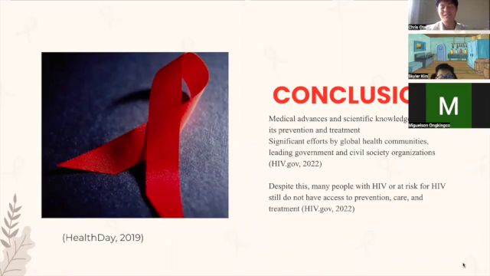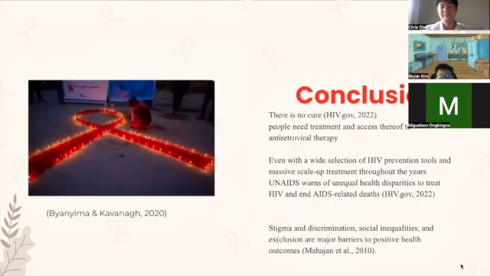Over the past decades, there have been many medical advances and growth in scientific knowledge of HIV and its prevention and treatment. There have been significant efforts made by global health communities, leading government and civil organizations, such as UNAIDS, which is the leading organization to stop HIV and spread knowledge of its prevention. And yet there are still many people with HIV or at risk for HIV who do not have access to prevention, care, and treatment. There are many disparities in race, sexuality, and geographical distribution. And there's no cure. People need treatment and access to ARTs, antiretroviral therapy. With the wide selection of HIV prevention tools and massive scale-up throughout the years, global organizations such as UNAIDS can warn of unequal health disparities to treat HIV and end AIDS-related deaths.